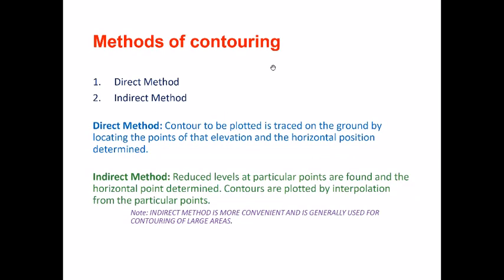So for that, we have two methods: direct method and indirect method. The difference between the direct method and the indirect method is that in the direct method, you first decide what are the contours that you are going to draw for what elevations, and then you actually try to find out the locations on the ground that have that specific elevation. Whereas in the indirect method, you make a grid like we had before.